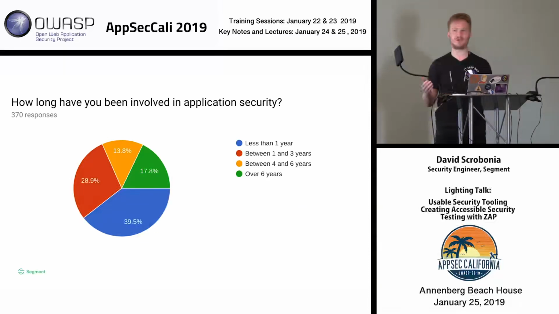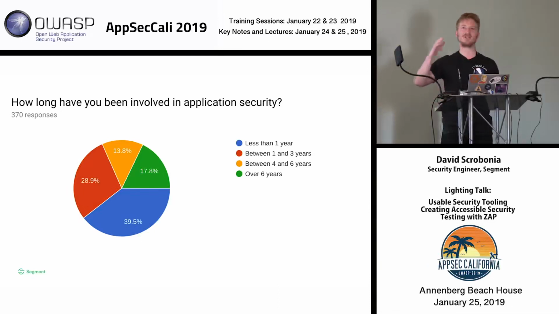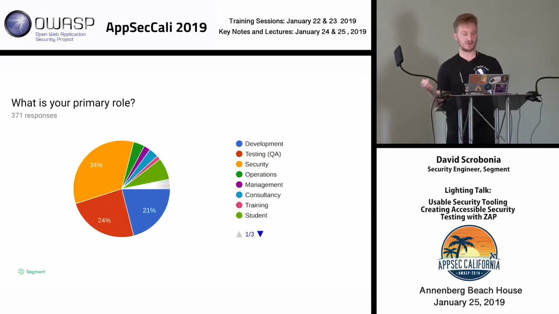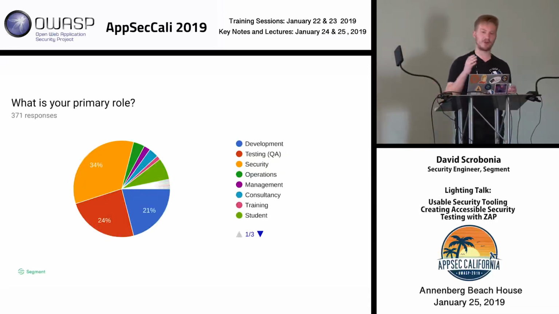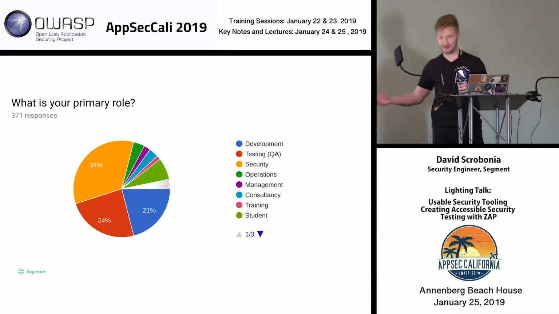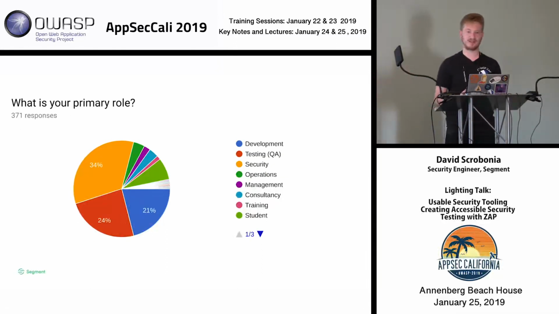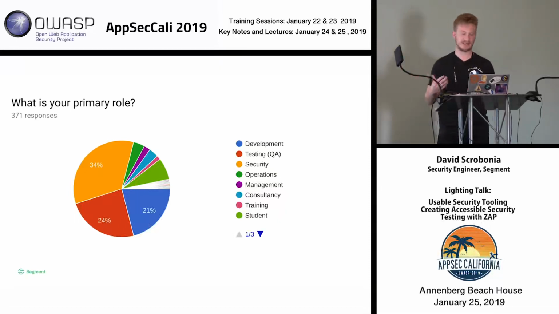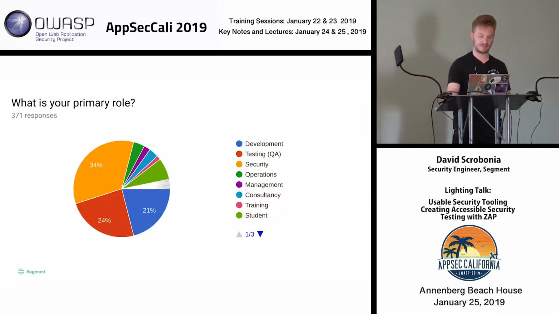So how should someone who's only been in the industry for a year or so be able to understand which XSS list they want to use buried in the submenu of some tool? Another good one was, what is your primary role? While 35% of the users of ZAP are in security, 45% of them were QA or developers. Again, these aren't people who are necessarily focused on security all the time. They might be looking for help or guidance in security and reaching out to a tool like this to give them some assistance with that.